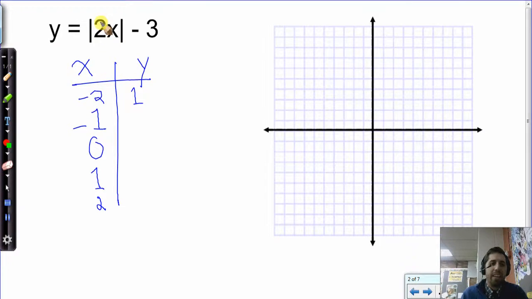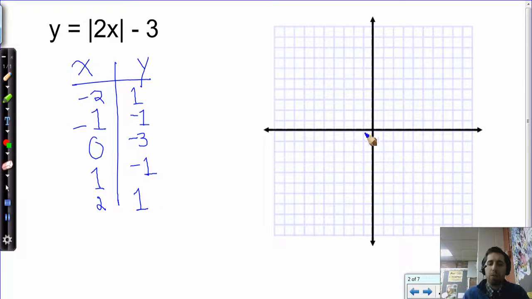If I plug in -1, I get -2 on the inside. The absolute value of -2 is 2. 2 minus 3 is -1. If I plug in 0, we get 0 inside the absolute value. 0 minus 3 is -3. If I plug in 1, we get 2 on the inside. The absolute value of 2 is 2. 2 minus 3 is -1. And if I plug in 2, we get 4. The absolute value of 4 is 4. 4 minus 3 is 1.